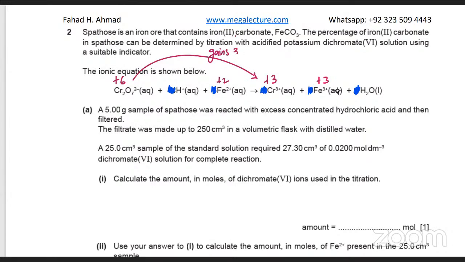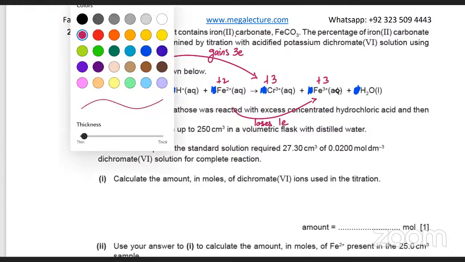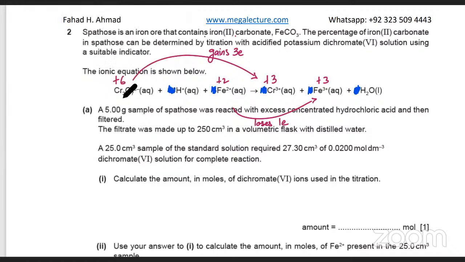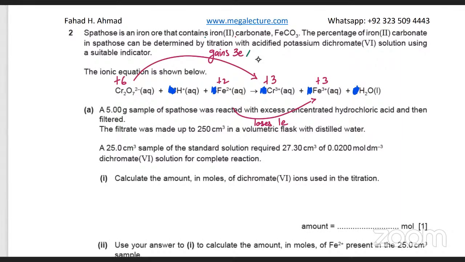Gains how many electrons? 3 electrons. And Fe is the one that's getting oxidized. Loses how many electrons? Loses 1 electron. अच्छा फिर issue ये कि in the formula you've got 2 chromiums. So 1 chromium goes from +6 to +3. So 2 chromiums will actually be gaining 6 electrons. क्योंकि you've got 2 chromiums in the formula. तो ये तो वैसे ही 2 हो जाएगा, this thing.